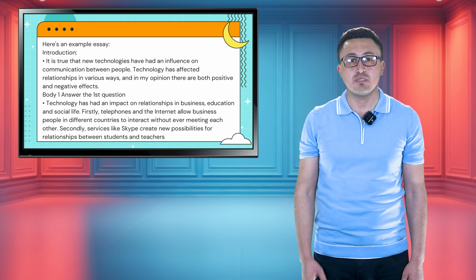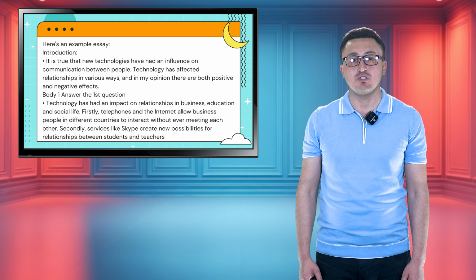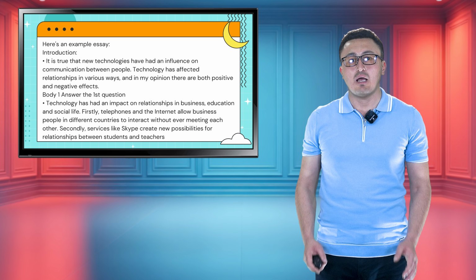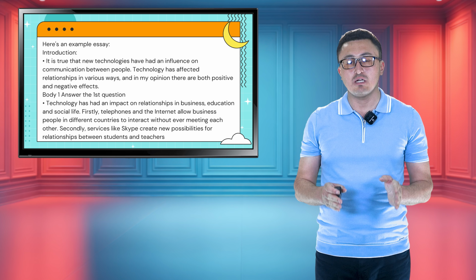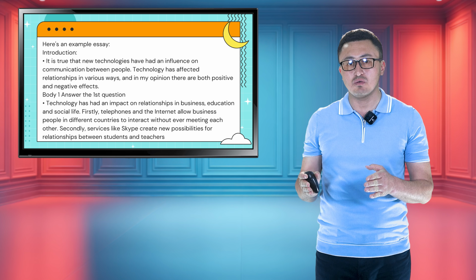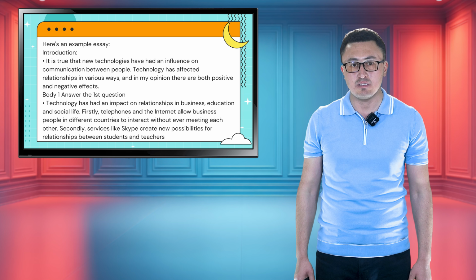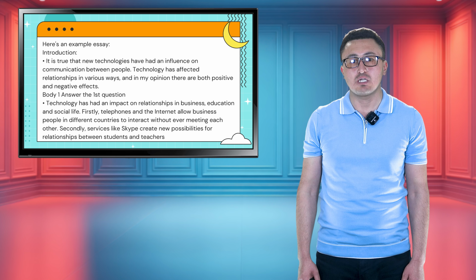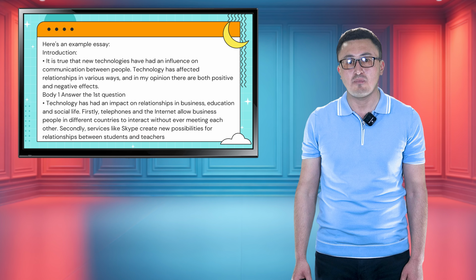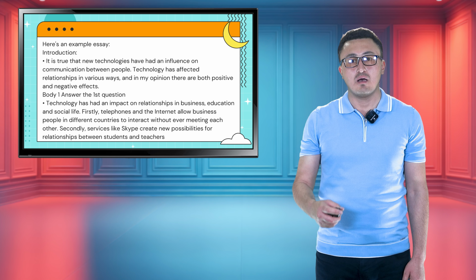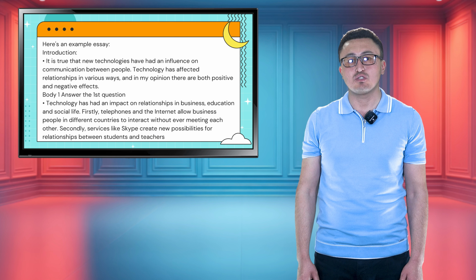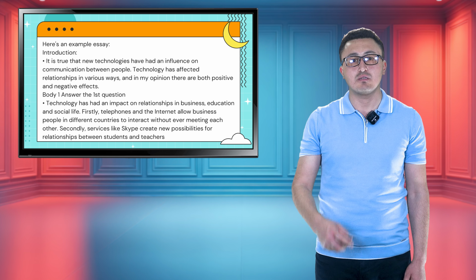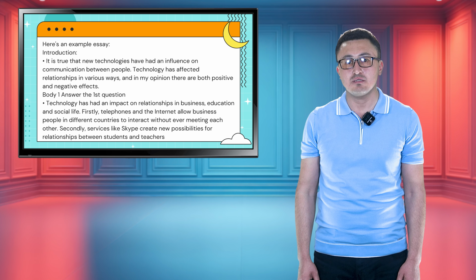And as you have seen in the second sentence, we give one general answer for two questions in one complex sentence. Body 1. Answer the first question. Technology has had an impact on relationships in business, education, and social life. As you have seen, we started with the topic sentence.